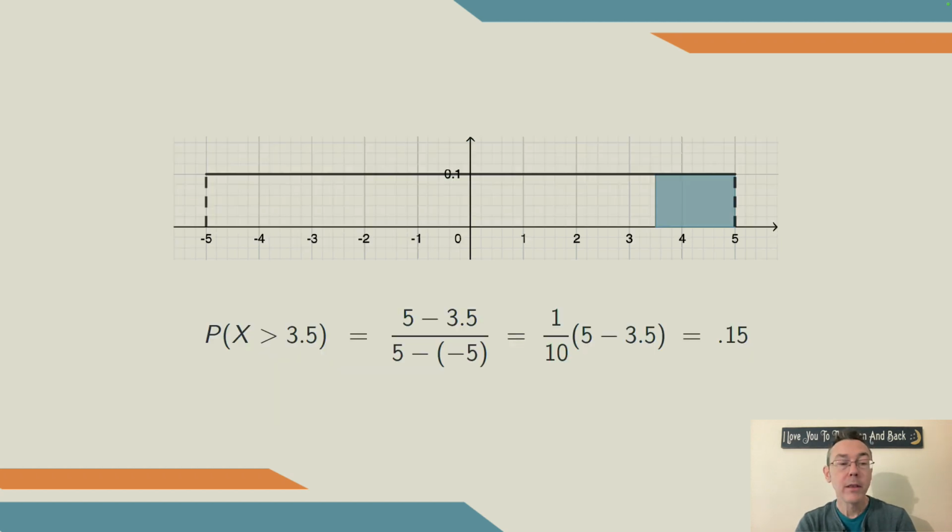When I evaluate the probability that x is greater than 3.5, I'm shading in the region under this graph corresponding to x greater than 3.5. So that's an interval of width 1.5, 5 minus 3.5. The total width of this interval is 10, so I'm doing 1.5 divided by 10 to get 0.15. That's the probability that x is greater than 3.5.